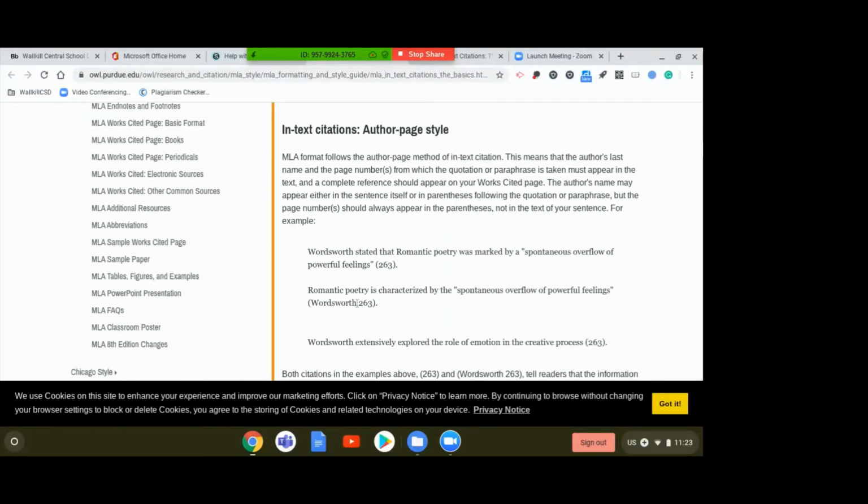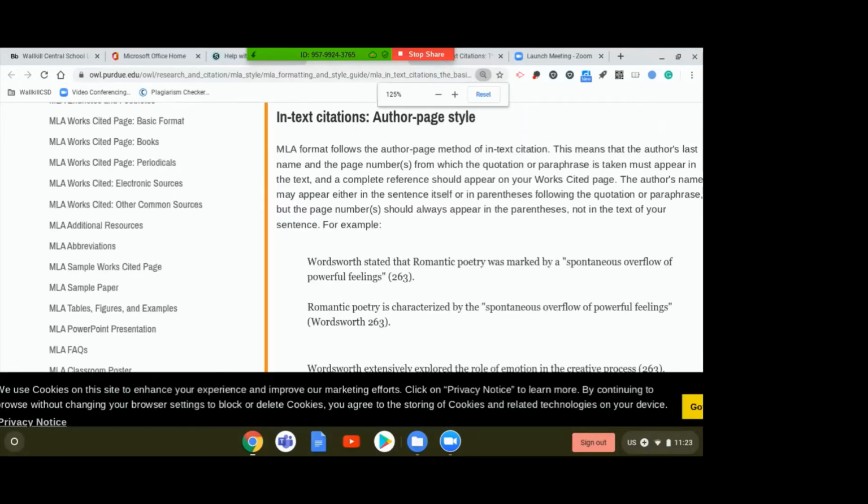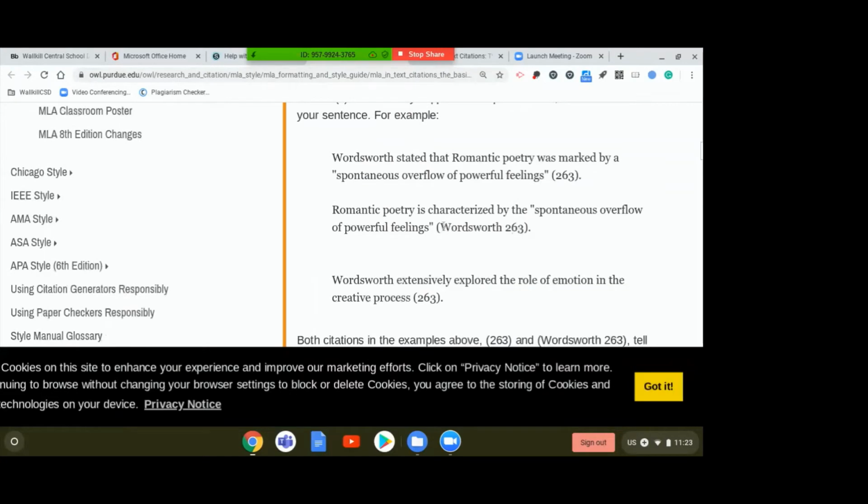Here, I'll make it bigger for you. Here's the example they give. This is a quote from a poet named William Wordsworth. So they put Wordsworth, that's his last name, and the page the poem is on. Notice there's a space between Wordsworth and the page number. There's no word page, there's no number sign, it's just a space and then the page number in parentheses, and again, the period goes outside of the parentheses.